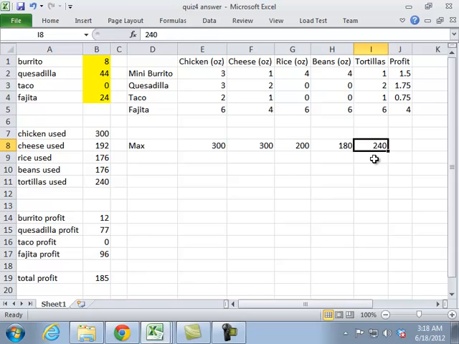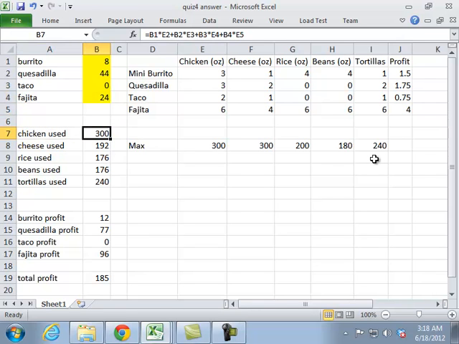There was 20 packs of 12, I'm sorry, there was 20 packs of 12 tortillas, which means that there is 240 tortillas. So that was a little stumbling block for some people. So the decision is the mix, the decision is how many burritos, how many quesadillas, how many tacos, and how many fajitas to make.